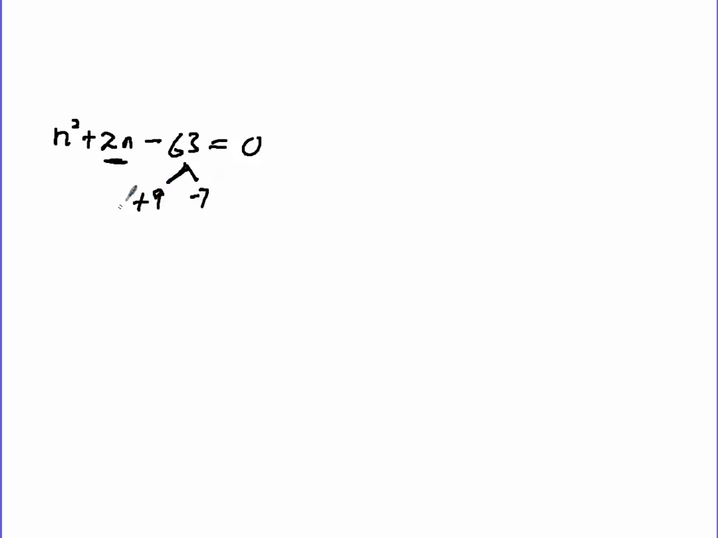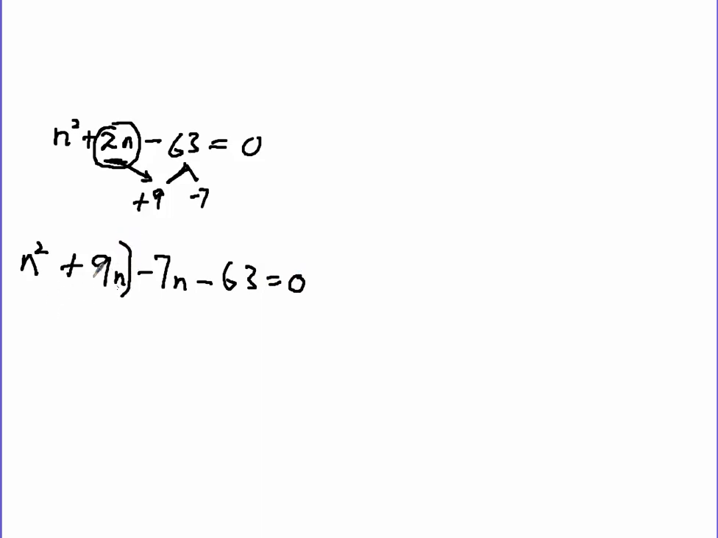Good. So I'm going to substitute 2n, replacing it with the factors of 63. Therefore, n squared plus 9n minus 7n minus 63 equal to 0. Good. So I'll group these values into 2, then factorize.